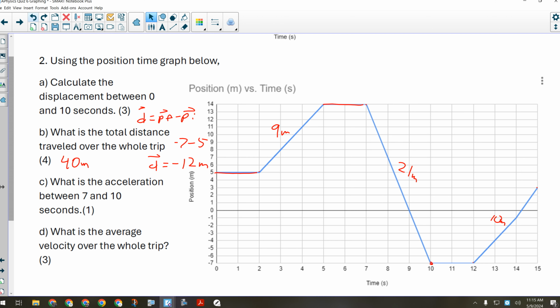What's the average velocity over the whole trip? I've got a formula on my formula sheet that says average velocity is displacement divided by time. I know displacement can be calculated using position, which I have on this graph, and time, which I have on this graph. So that's a good formula to use. I'm going to punch in my numbers. My final position is +3. My initial position is +5. And that takes 15 seconds. Well, 3 minus 5 is -2, divided by 15.